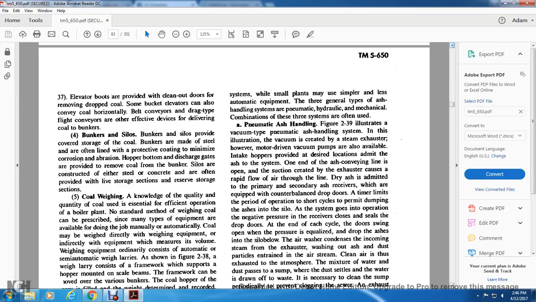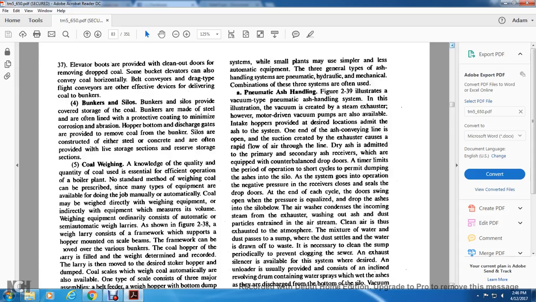Dry ash is admitted to the primary and secondary ash receivers, which are equipped with a counterbalanced drop door. The time limit permits a short cycle of operation. This permits dumping of the ash into the silo, and the system goes into operation under negative pressure. The receiver closes the seals of the drop doors at the end of each cycle. The door swings open, the pressure equalizes, and the dry ash drops into the silo below.